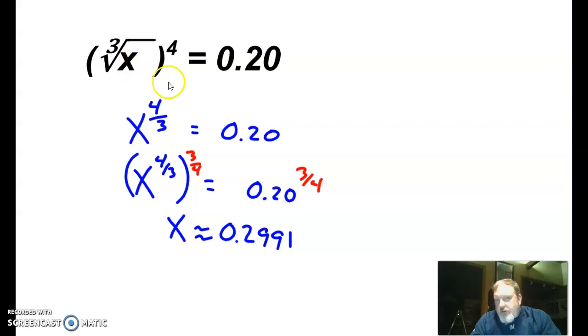All right, again, another rational one, so we take the reciprocal power, so 0.20 to the 3/4 gives me my decimal answer.